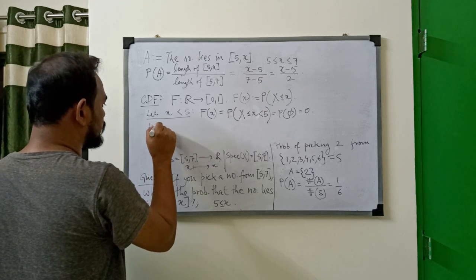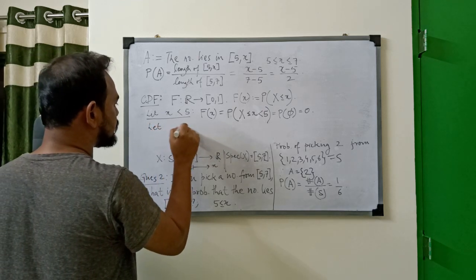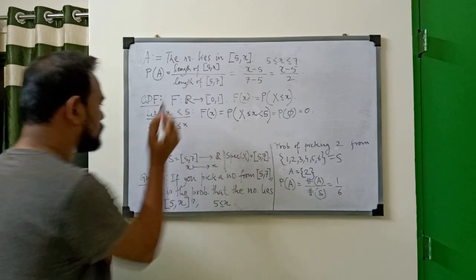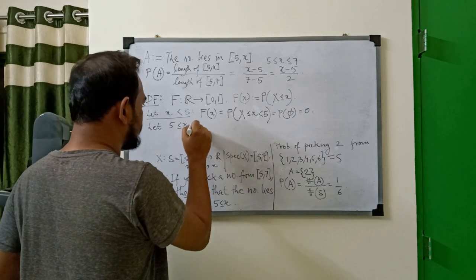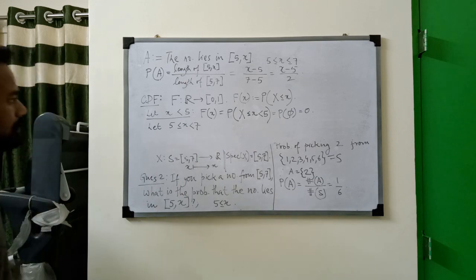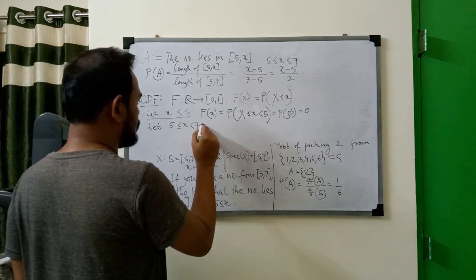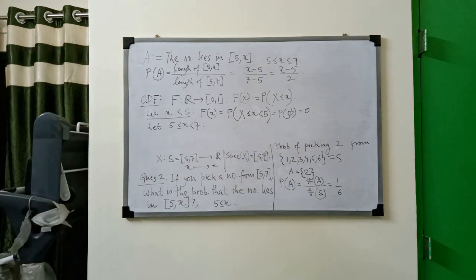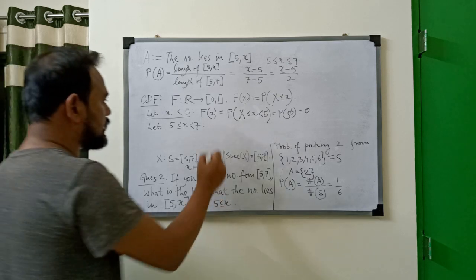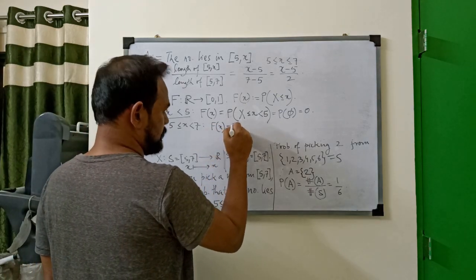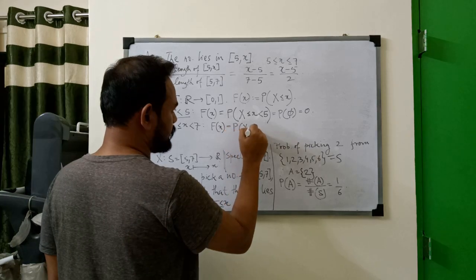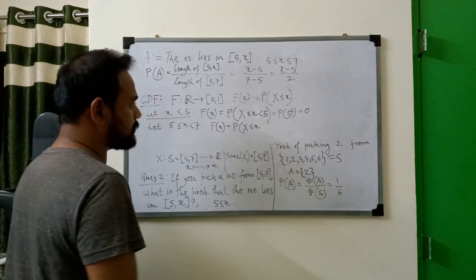Okay, let's do another case. What happens if x is greater than or equal to 5, but it's less than 7? What happens then? Well, in that case, F of x is again, by the same definition, the probability that capital X is less than equal to small x.